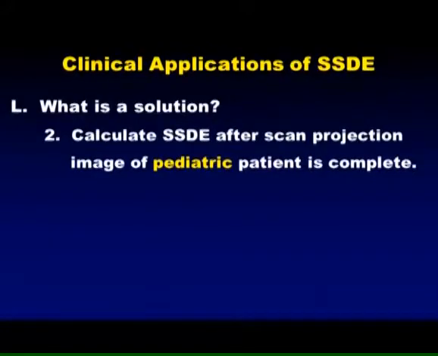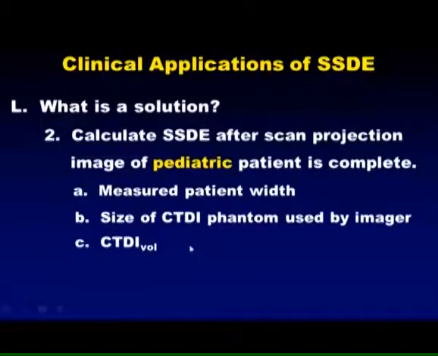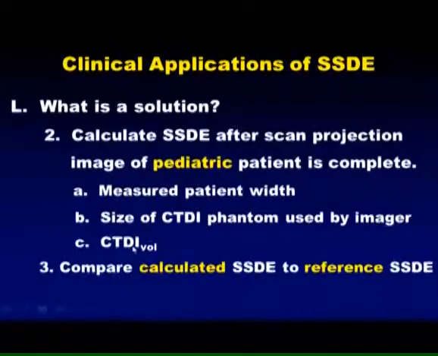Now that you've done that, you can calculate the SSDE after the scan projection image of a pediatric patient is complete. Remember, you have not yet primarily irradiated the patient. You've given them 1% or less of the total dose that scan is going to create. So you measure the patient width. You know the size of the CTDI phantom that the imager used to display the CTDI vol. You know the CTDI vol. You've got your trusty copy of TG204. And you can calculate the SSDE. And you can compare it to a reference SSDE in the department.